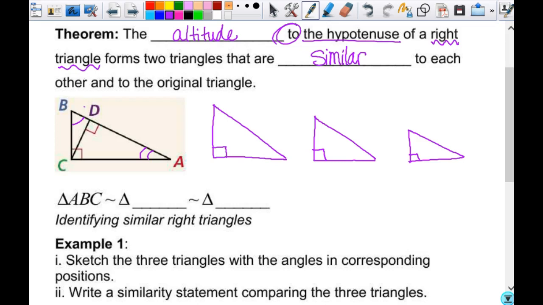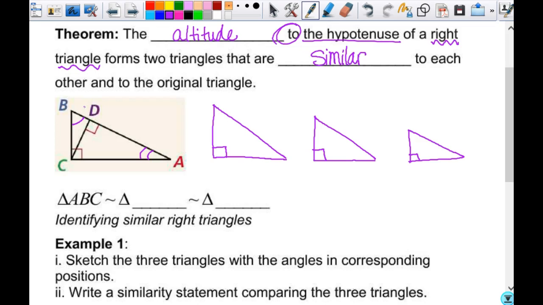Okay? There we go. Okay. So does everybody... So the right angle of the smaller triangles goes where on the big triangle? Look, this is the big triangle, right? The right angle of one of the smaller triangles is on the hypotenuse. Okay? And then, there we go.